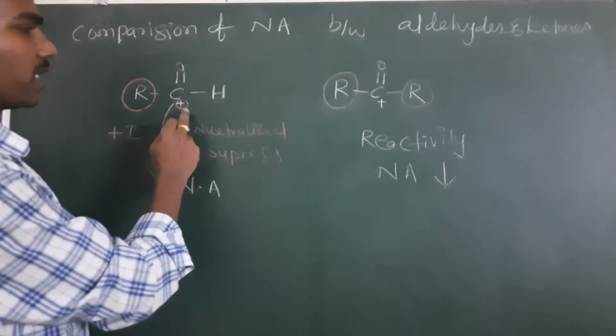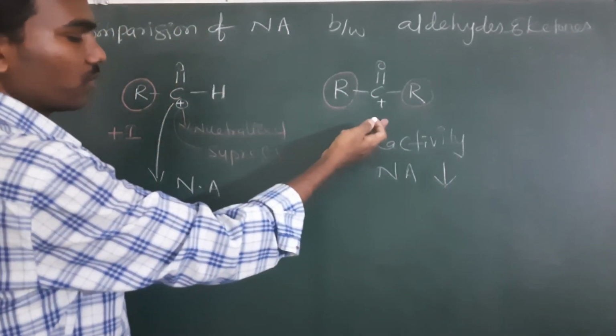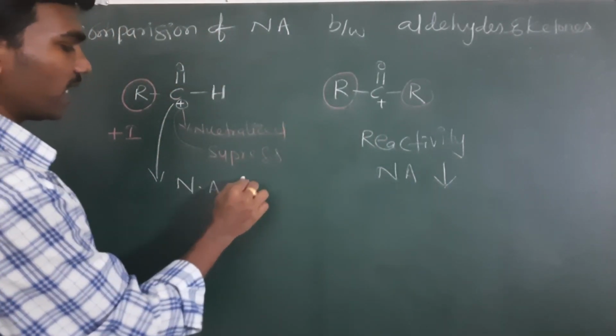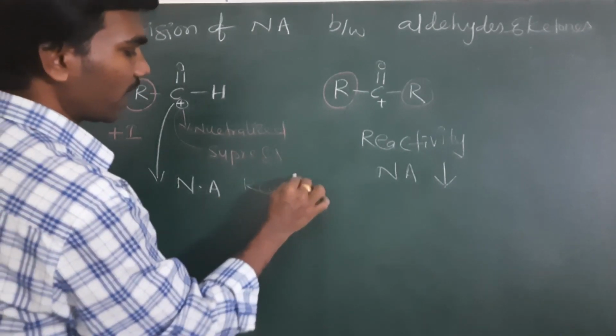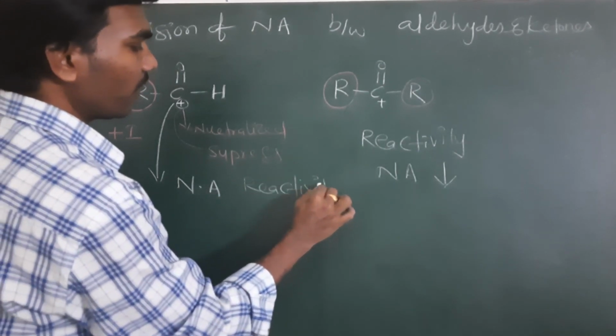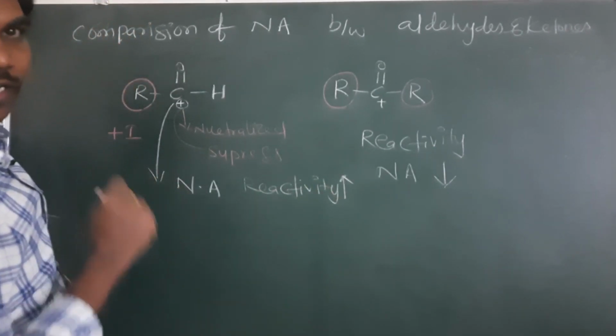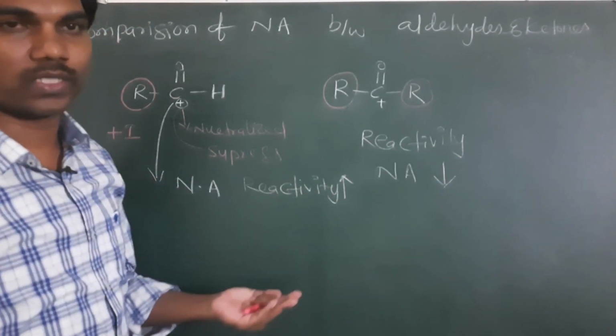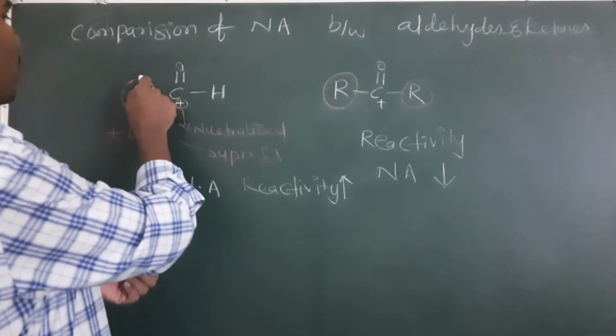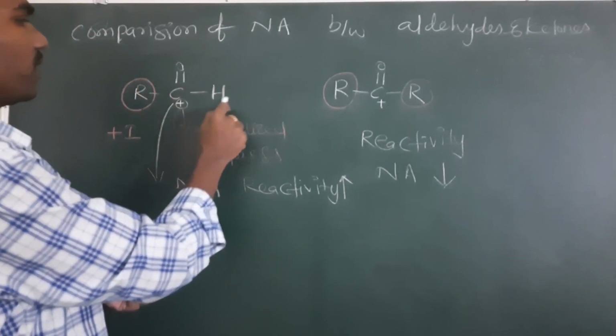Here electron deficiency is more comparing with ketone. So that's why nucleophilic addition reactivity will increase. This is one reason. One more reason is also there. This methyl group or alkyl group is bulky comparing with hydrogen.